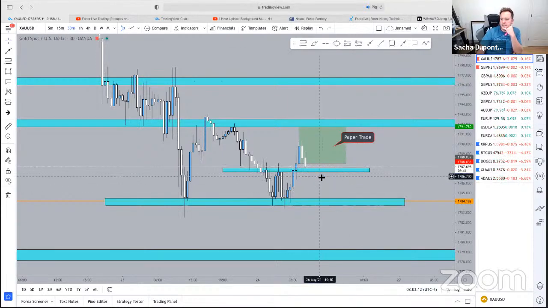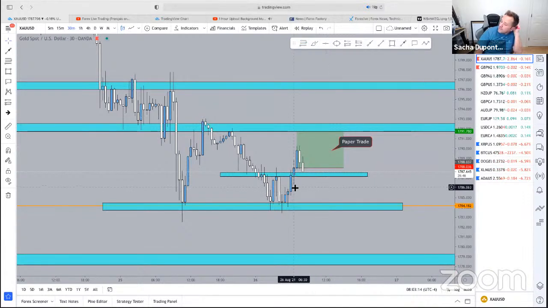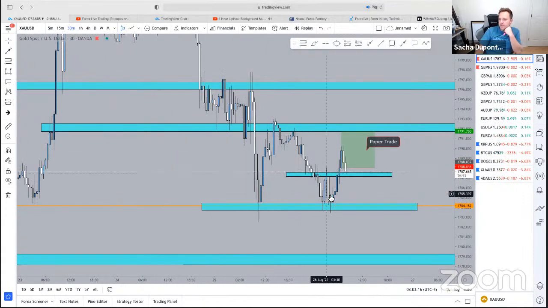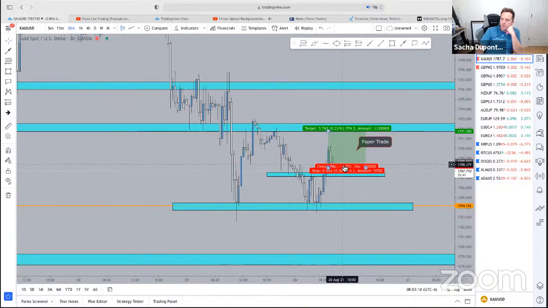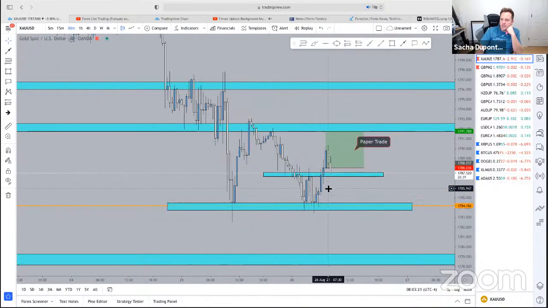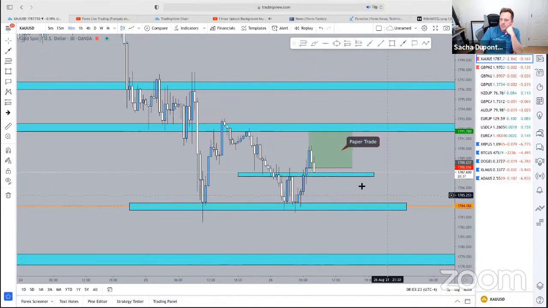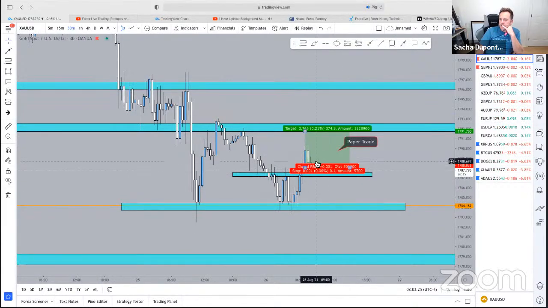But this fib is not super valid because it's trending down here, right? And the reason why I went for buy is because I had this reversal pattern right on the safety net level. So that was the reason why I actually took that. I mean, paper trade that.